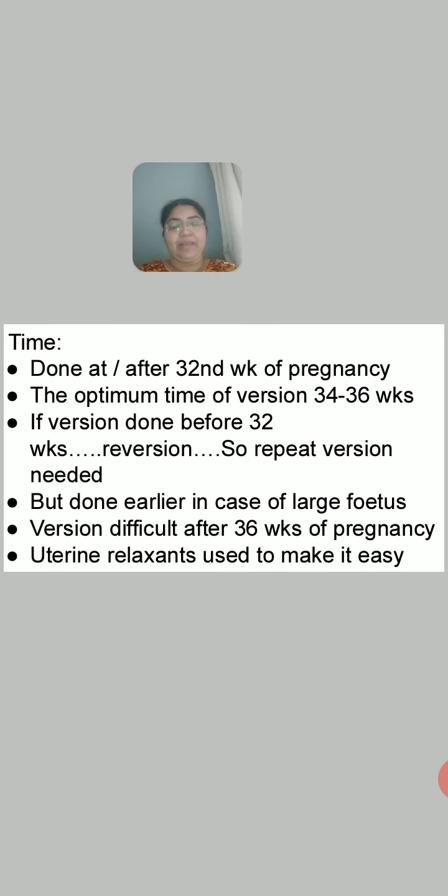First, the time when external cephalic version is done. It should be done at or after the 32nd week of pregnancy. It is not usually done before the 32nd week, because before the 32nd week the fetus is floating freely in the amniotic fluid. If we correct the malpresentation before 32nd week, there are chances of spontaneous reversion. So from vertex again there can be spontaneously breech because the fetus is constantly floating.